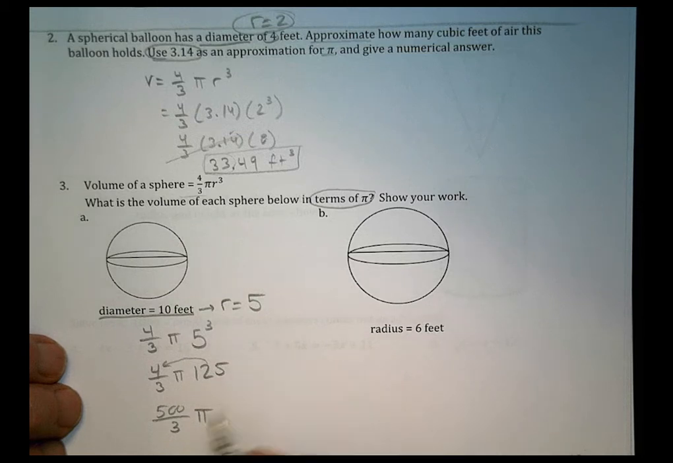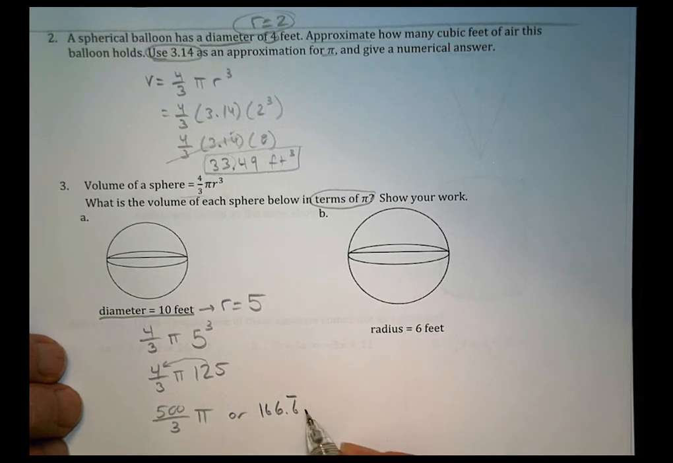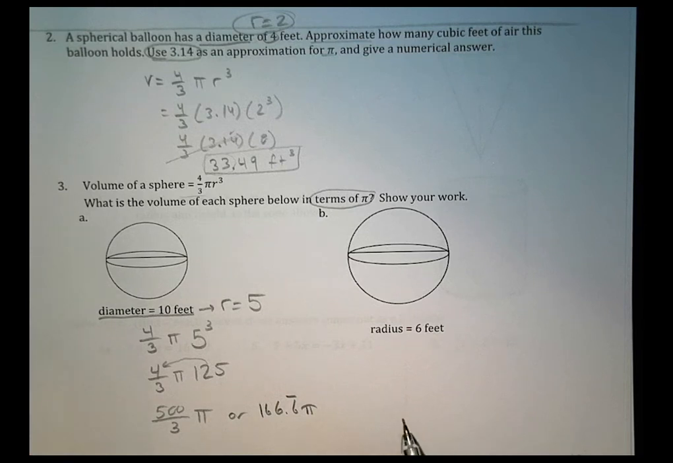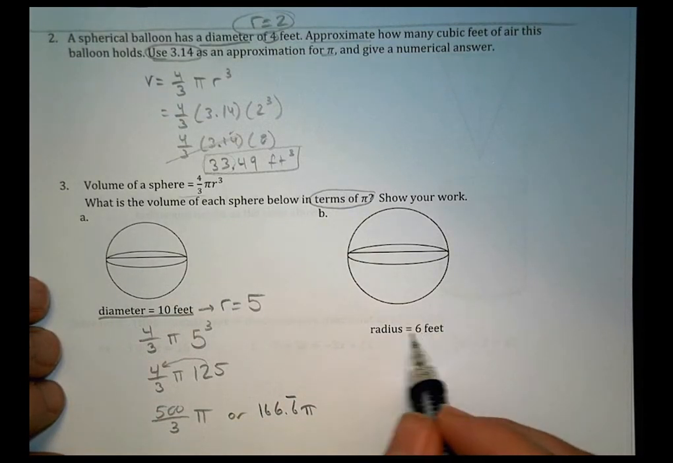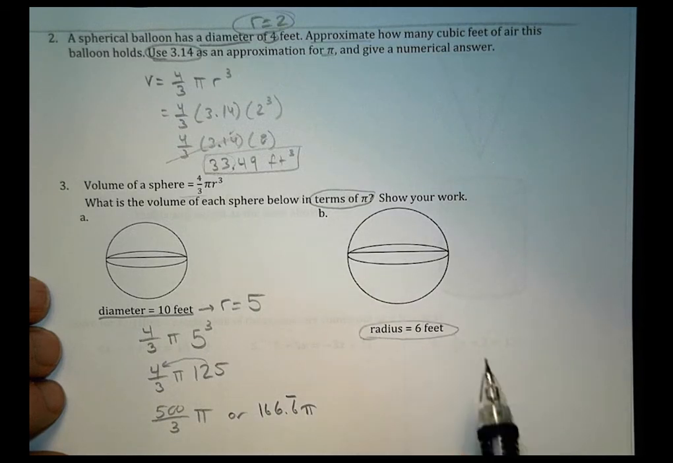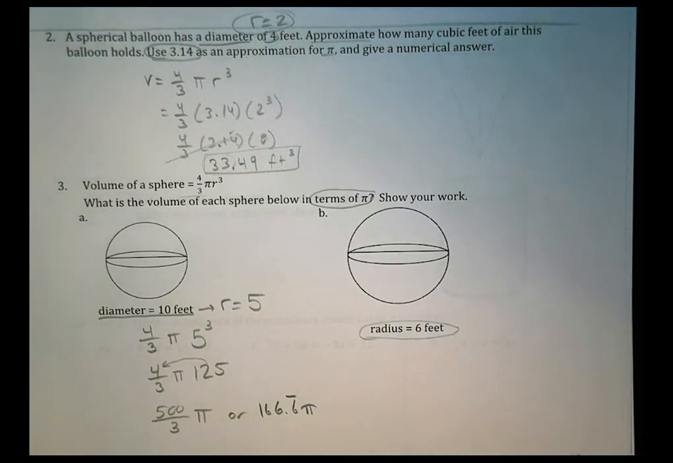Now if you want to make that a decimal, you could. This is going to be repeating though. You could also write 166.6 repeating pi. Both of those will work out just fine. Okay? Go ahead and do letter B on your own. It already gives you a radius, so you'll plug that in and see what you come up with.